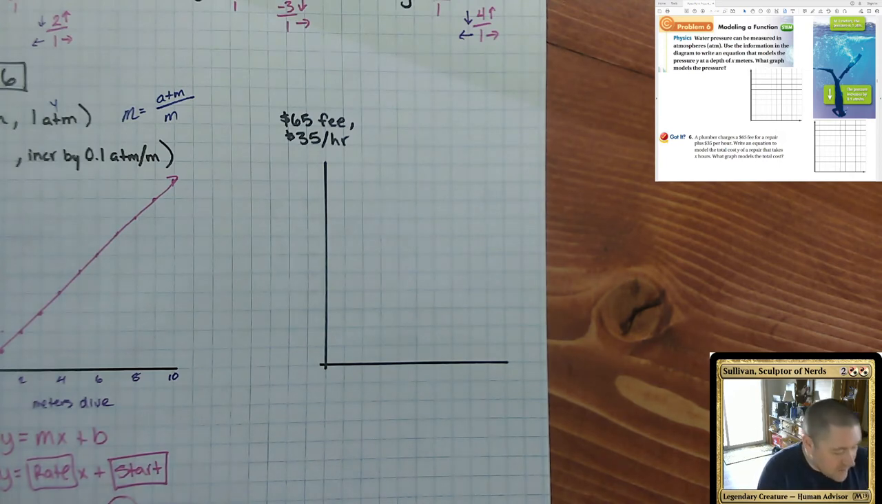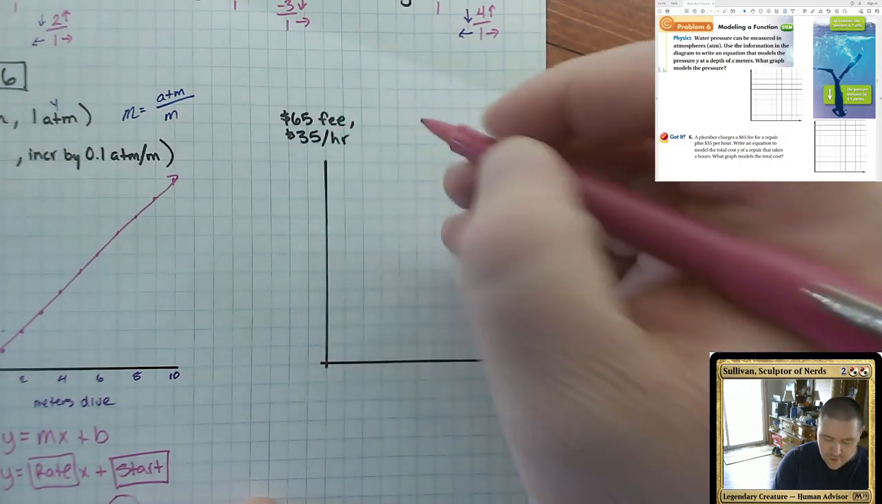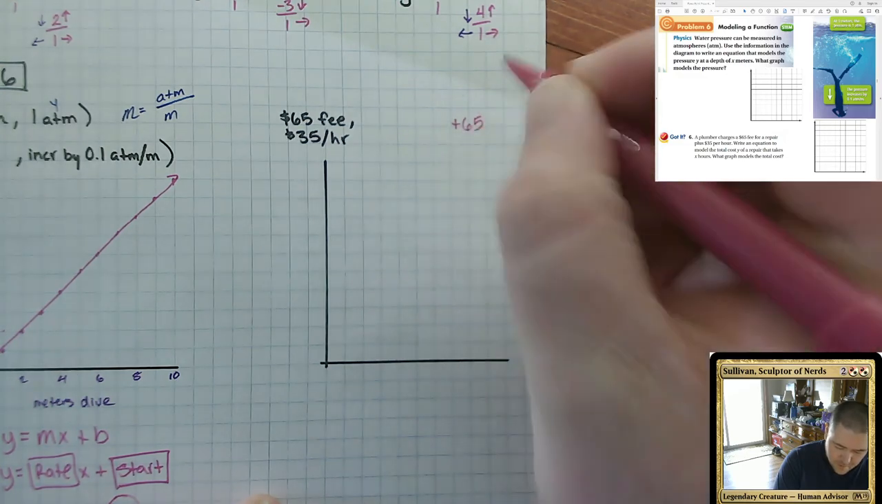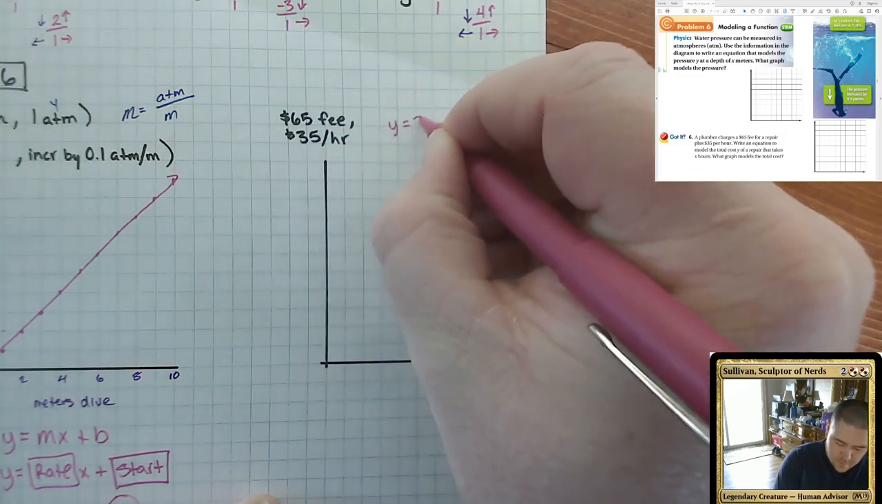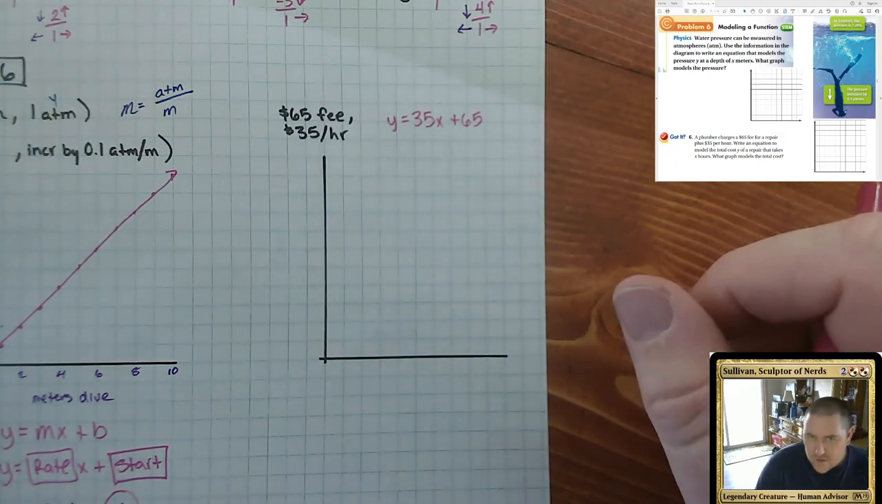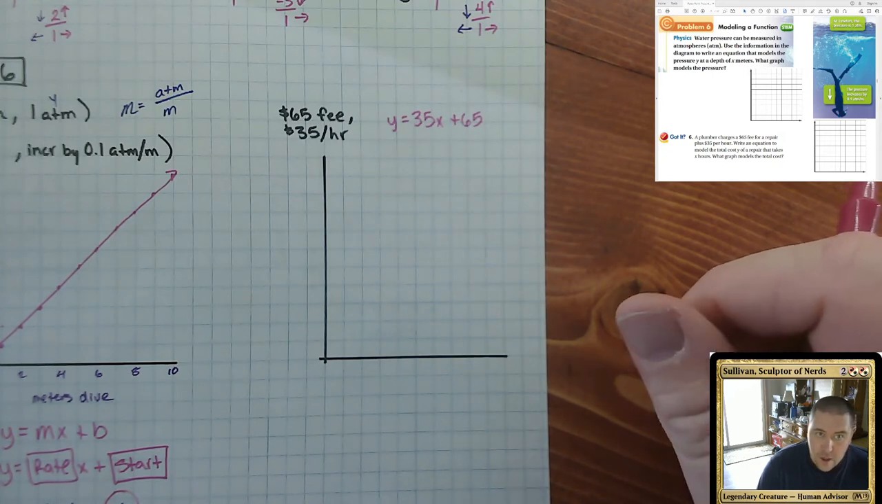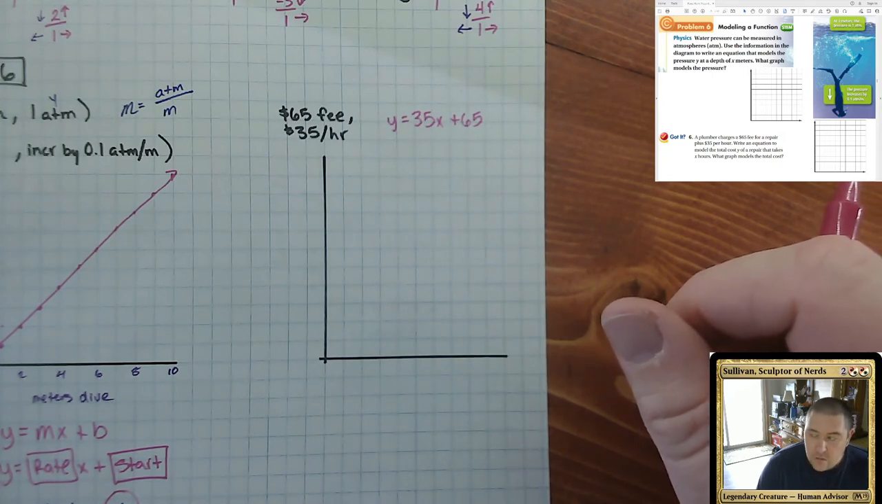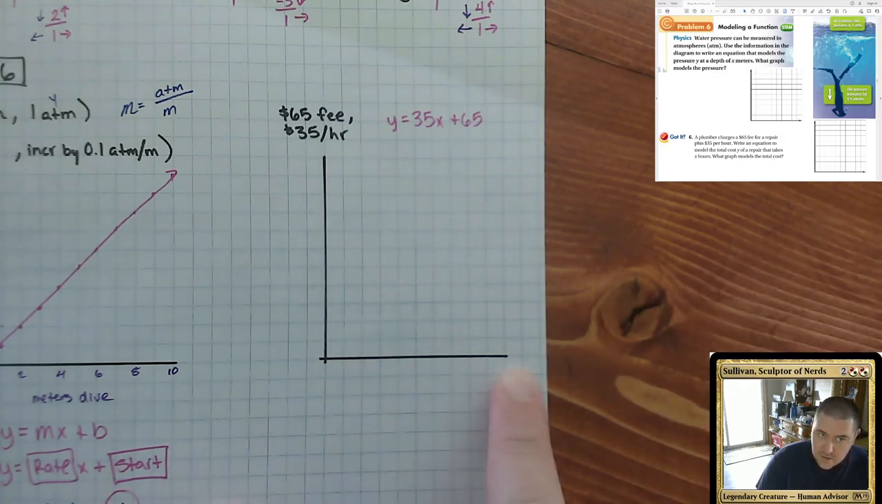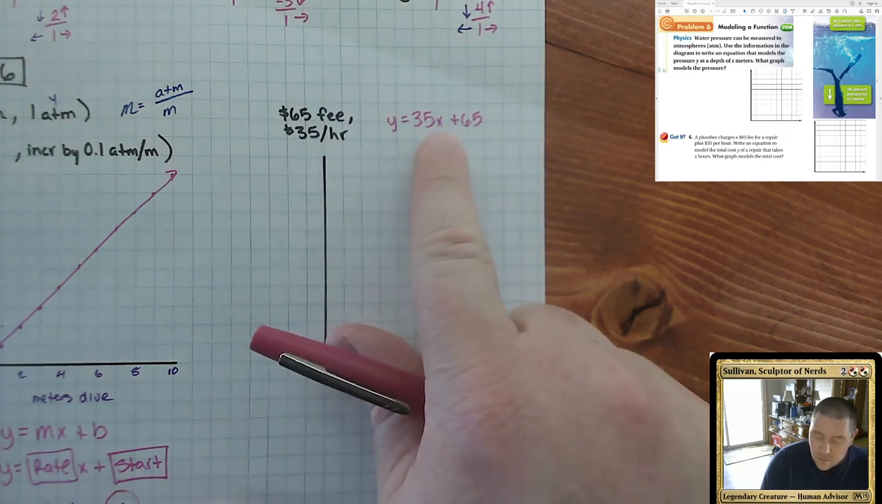Again, hopefully you actually did that. So, pretty straightforward. Fee, you're going to pay that no matter what. Rate. So, I'm going to have to start at 65, and then every hour we're going up $35. So, my x scale, remember, 35 times x, x is hours.